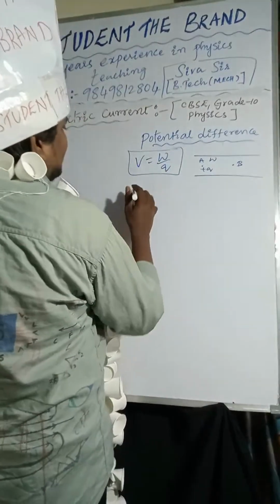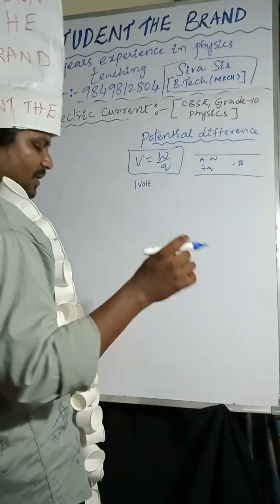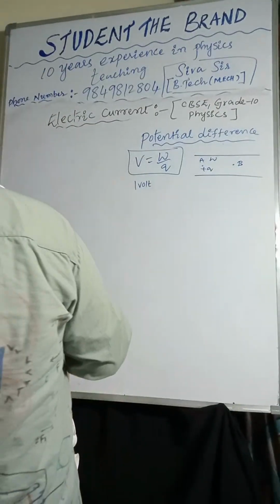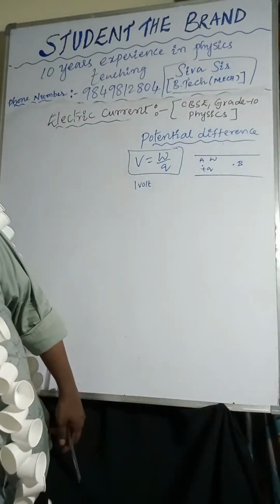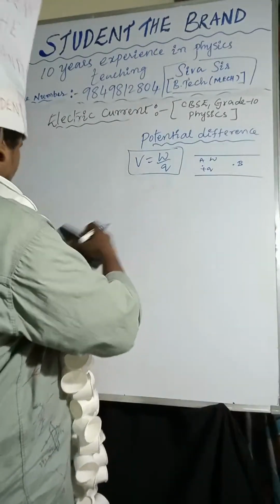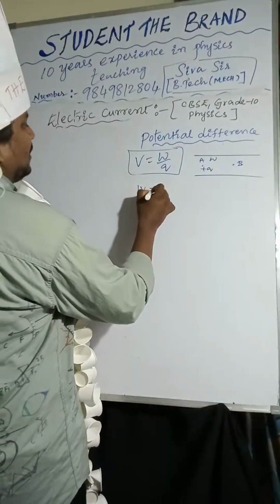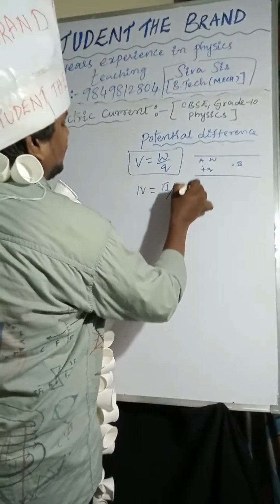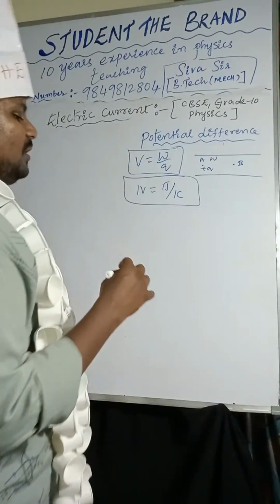The SI unit of potential difference is the volt. 1 volt equals 1 joule by 1 coulomb.